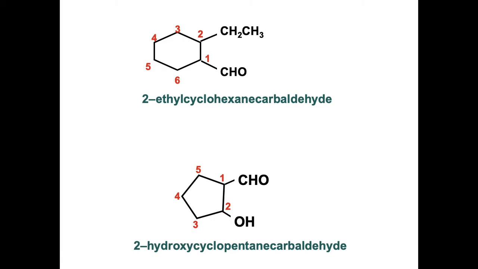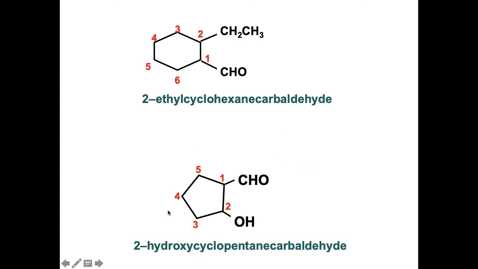Next example. It's still cyclohexane carbaldehyde because carbon number 1 has the functional group carbonyl, and you have an ethyl at carbon number 2, so the name will be 2-ethylcyclohexane carbaldehyde.